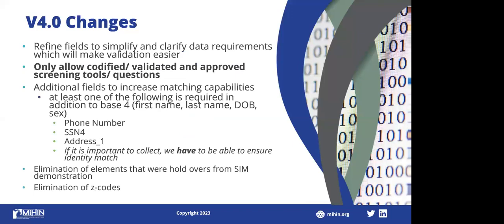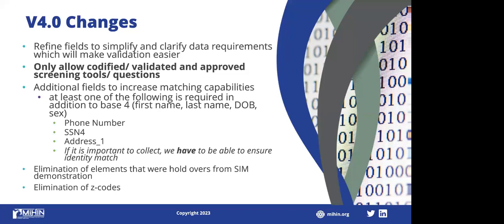And really briefly, a few highlights of what's changing for those that are already participating in our SDOH use case and on version 2 and 3 of our specifications document. Version 4 will aim to refine fields to simplify and clarify data requirements to better the data validation processes. As mentioned before, we're moving towards LOINC-coded screening responses. We'll be adding a requirement to include at least one of the following fields: phone number, SSN4, and address to better our patient matching processes here at MiHIN.